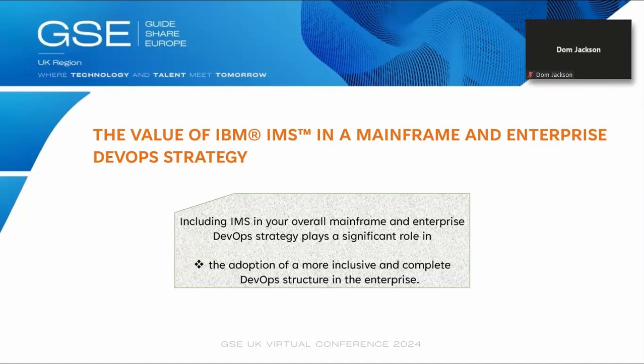If you are saying that you want to have a more inclusive and complete DevOps structure for the entire enterprise, you cannot leave IMS out of the picture. You have to have IMS as a part of that strategy. So that's the value of IMS in a mainframe and enterprise DevOps strategy. So enterprises should include in their DevOps adoption strategy IMS data, applications, and system management workflows. That should help IMS organizations to reap the maximum benefits of DevOps adoption and also create a more inclusive and complete DevOps structure. So it is therefore significant that IMS organizations worldwide embrace DevOps practices.